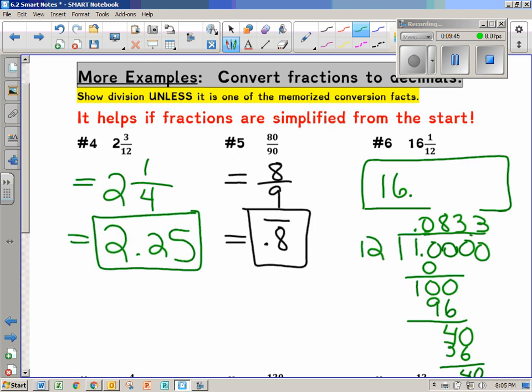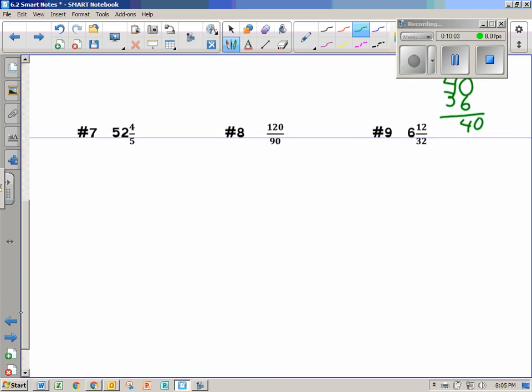So I've got 16.08, and just the 3 is repeating. This really is a good idea to start it off so that you don't accidentally box 0.083 repeating and you actually get the 16 thrown in there. So I would, if I were you, stop the video, do these on my own, and then come back.